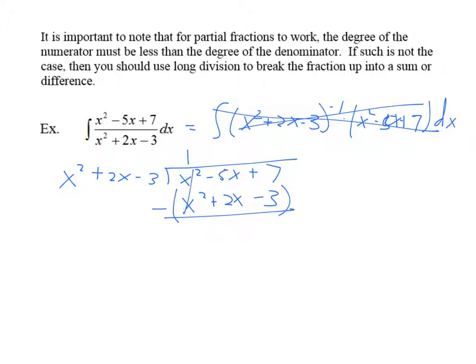The x squares cancel, as they always will, and then we'll have negative 5x minus 2x, so negative 7x, and 7 minus negative 3 is plus 10. Alright, and we can't do this again because x squared won't go into negative 7x, so this is our remainder. Okay, we have our quotient, we have our remainder, and then we have our divisor. So we can rewrite this fraction right now as 1 plus, it's our quotient plus our remainder, negative 7x plus 10, over our divisor, x squared plus 2x minus 3.